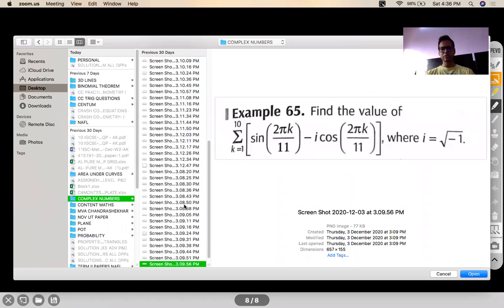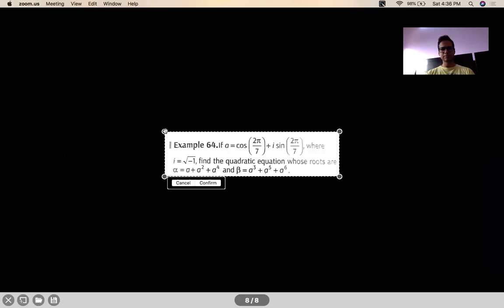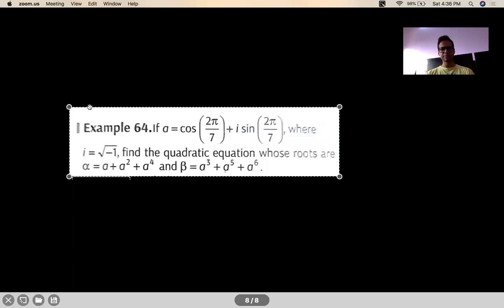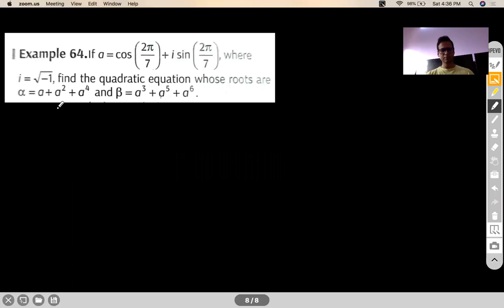Okay, let's take this question. If A is a complex number given by cos 2 pi by 7 plus i sin 2 pi by 7, find the quadratic equation whose roots are alpha and beta. Alpha is given to you in terms of A, beta is also given to you in terms of A.